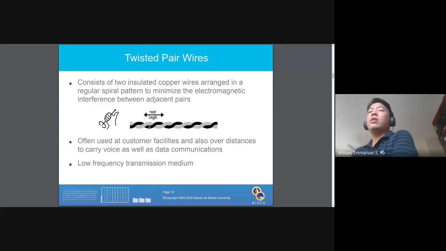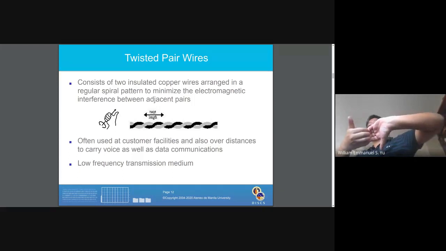If the electric signal goes in this way, the magnetic field goes around that one cable, then the return signal passes another way, and you have an electromagnetic signal going the other way. And since they are parallel to each other, they cancel each other out, right?